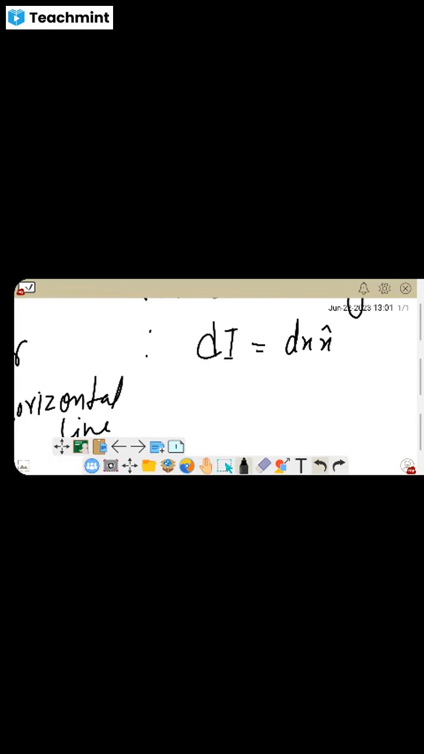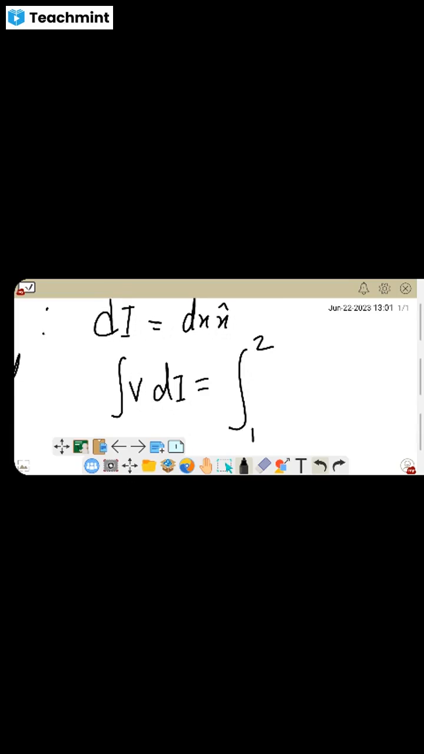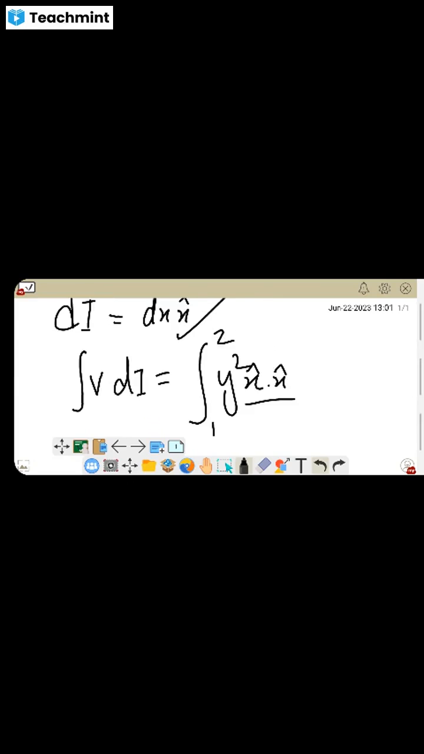So the integration of v dot dl is equal to, here we are using the limit, and we have y square. The first term of this is x cap, and here we also have x cap, and x cap into x cap is equal to 1.